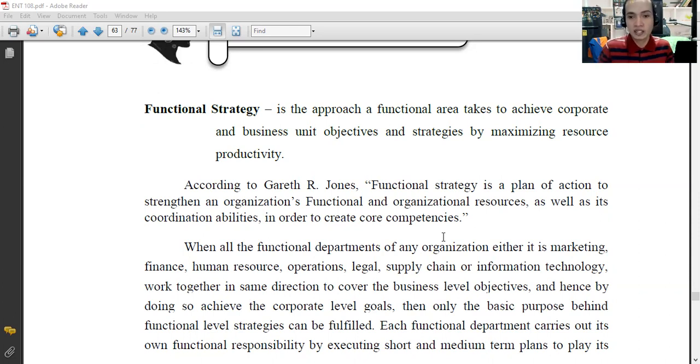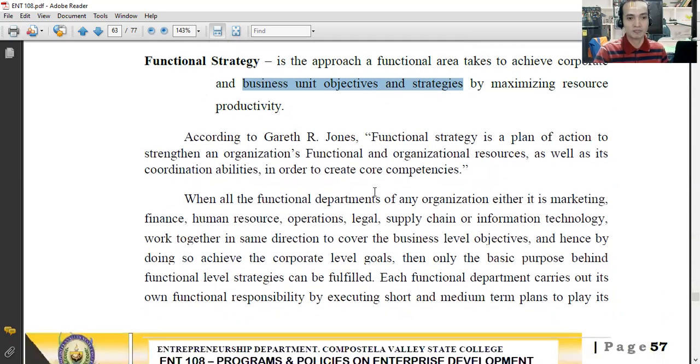And these strategies should maximize resource productivity, because we all know that an organization has limited resource allocation for each strategy that it may implement. Thus, we should maximize it in order to attain business objectives and corporate strategies.